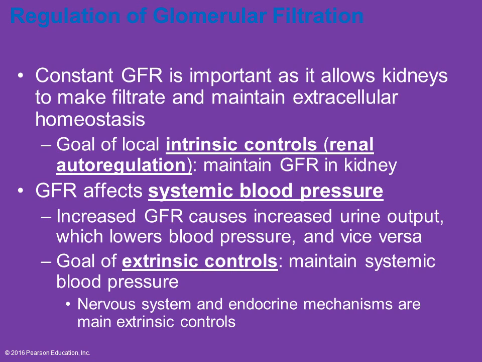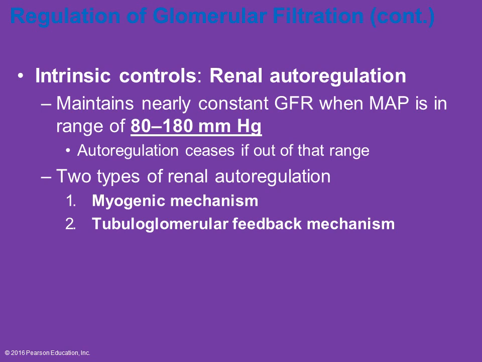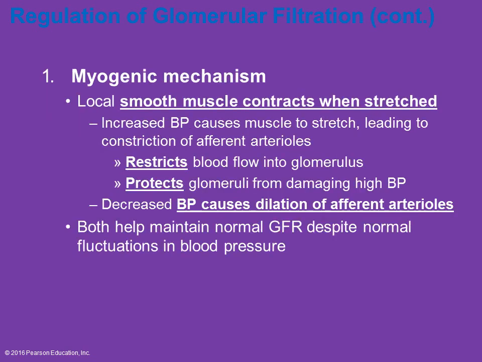The nervous system can also play a role. The endocrine system can also play a role. I said the intrinsic ones are within. Think of it as auto-regulation. There are a couple of ways of regulating this internally. Smooth muscle in the afferent arterioles, as that blood is coming into the glomeruli, into that capillary bed, can contract and then decrease the amount of blood flow into the glomeruli. That would protect the glomeruli from very high blood pressure.